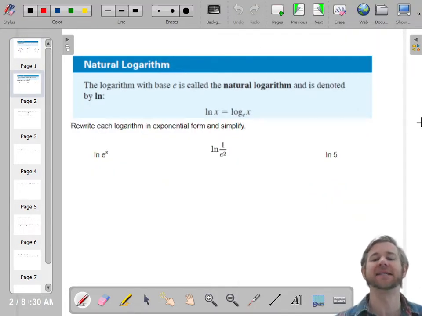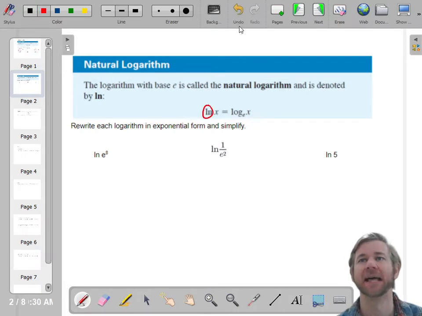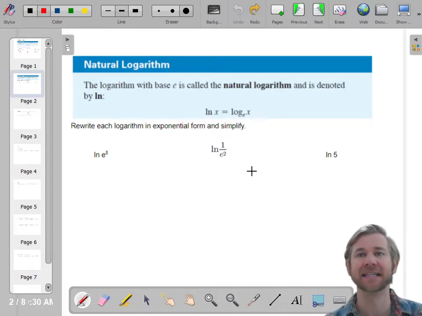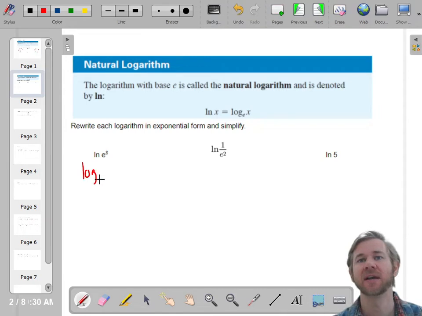Natural logarithm. The other base is the natural logarithm. If you ever see ln, that's like writing the base e log. If it helps you to write it that way, you can, but hopefully you get used to it.